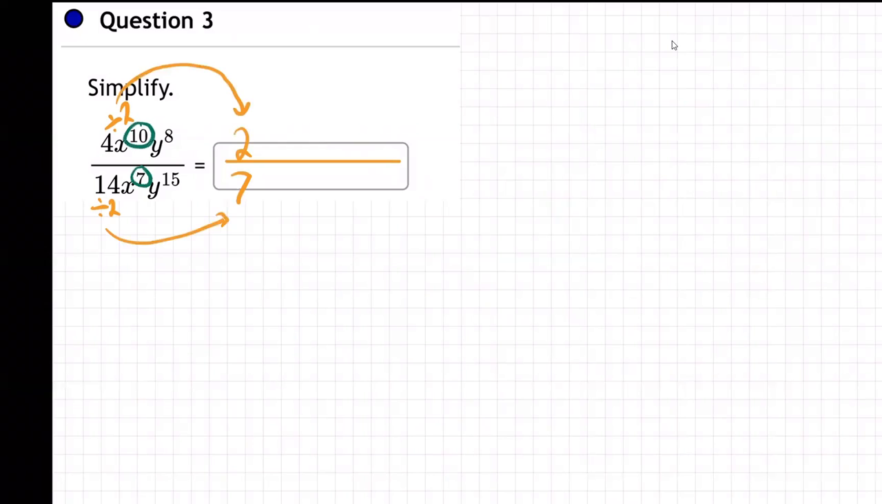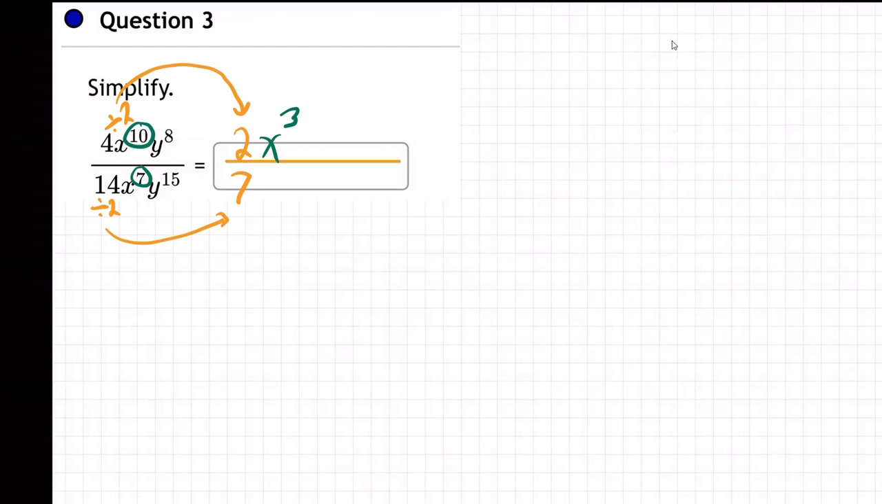I get x to the 10th over x to the 7th. That is x to the 3rd on the top. And why on the top? Because the bigger power was on the top. So whenever you have powers for a letter, top and bottom, you subtract them. And wherever the bigger one is, that's where the leftovers end up, right?